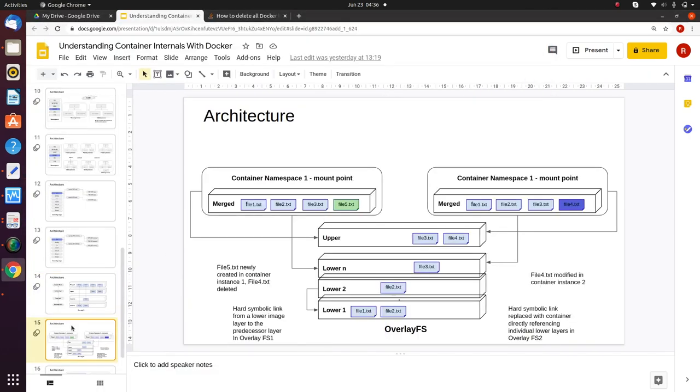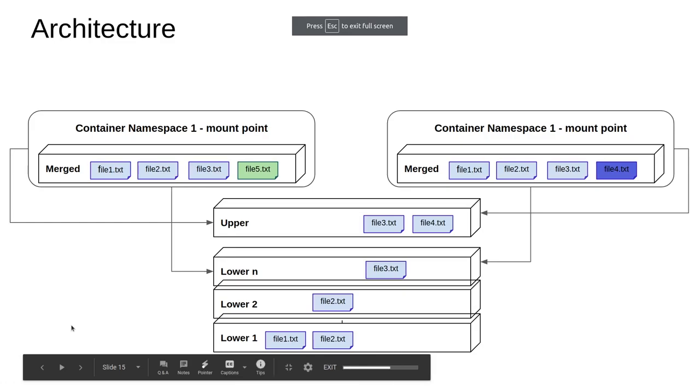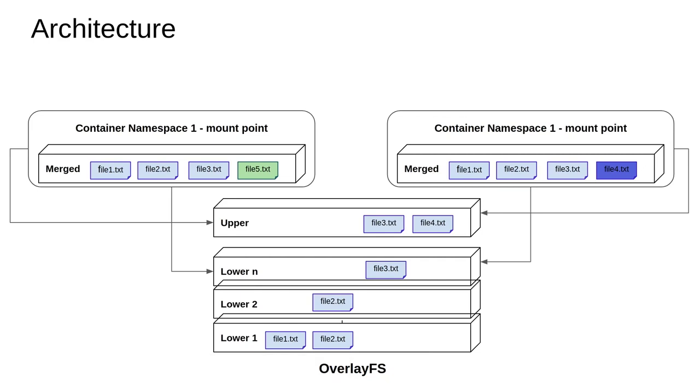So when the Docker system actually works, and the user makes some changes at the container layer, that does not percolate down into the lower layers. It stays there, and you get a consolidated view by aggregating all these read-only image layers at the lower level, followed by your changes in the upper layer.